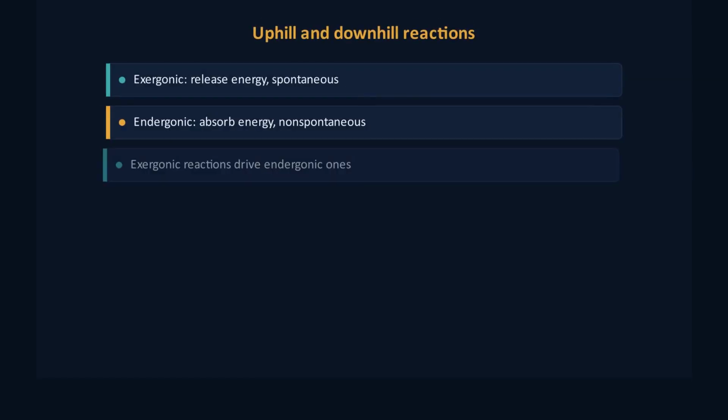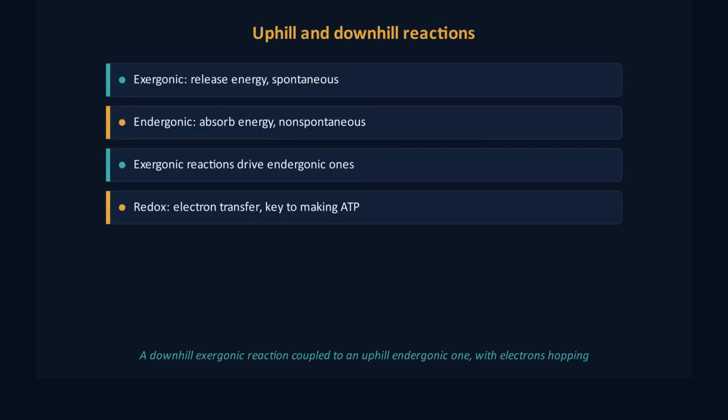Those laws sort every reaction into two kinds. Exergonic reactions release energy and are spontaneous, they run downhill on their own. Endergonic reactions are the opposite, they absorb energy and are non-spontaneous, so they will not happen by themselves. Here is the central trick of metabolism. Exergonic reactions provide the energy needed to drive endergonic reactions. The energy released by a downhill reaction is captured and used to push an uphill reaction forward.